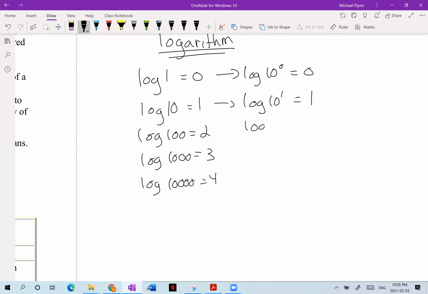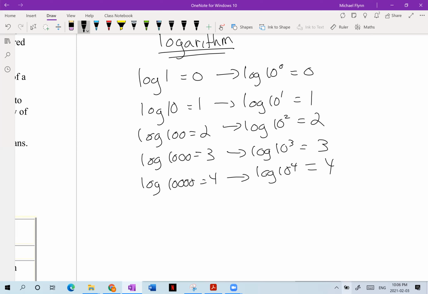Now, the log of 10 squared, which is 100, we know that's 2. And the log of 10 to the power of 3, that's 1,000, is 3. And the log of 10,000, which is 10 to the power of 4, is 4. So what does a log do?